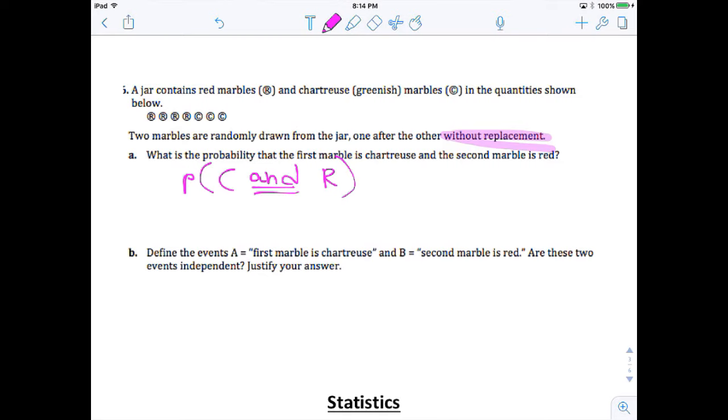So that would be the probability that it's chartreuse, which is 3 out of 7. And then we're not replacing that. So the probability that it's red is going to be 4. But now there's only 6 left, right? Because now we've eliminated one of those. So again, I'm doing the probability of drawing a chartreuse, which is 3 out of 7. And then if I'm not replacing that, this would be the probability of a red after that, which would be 4 out of 6. So this probability is 12 out of 42.